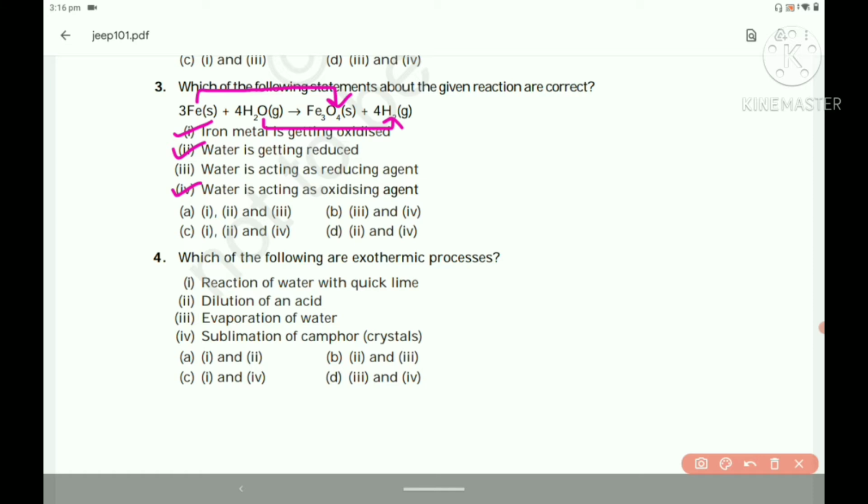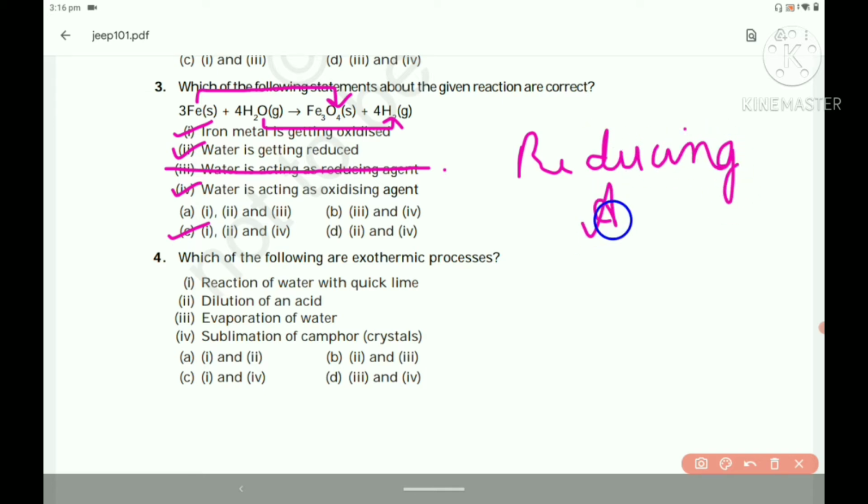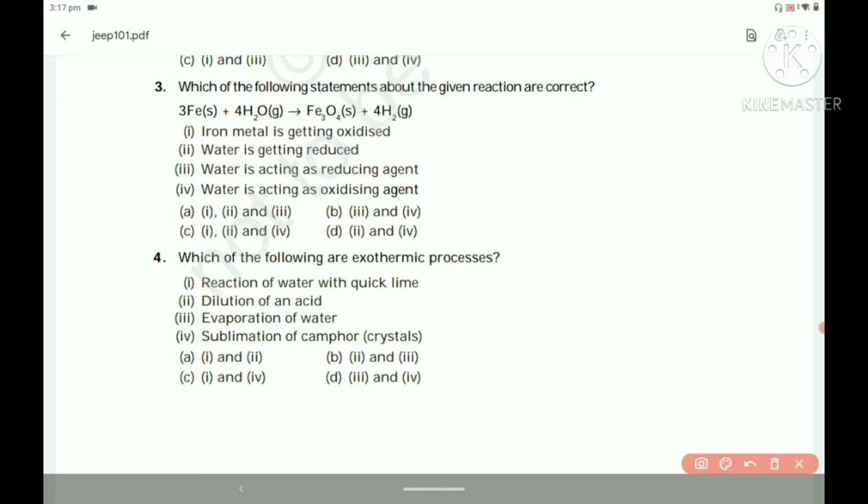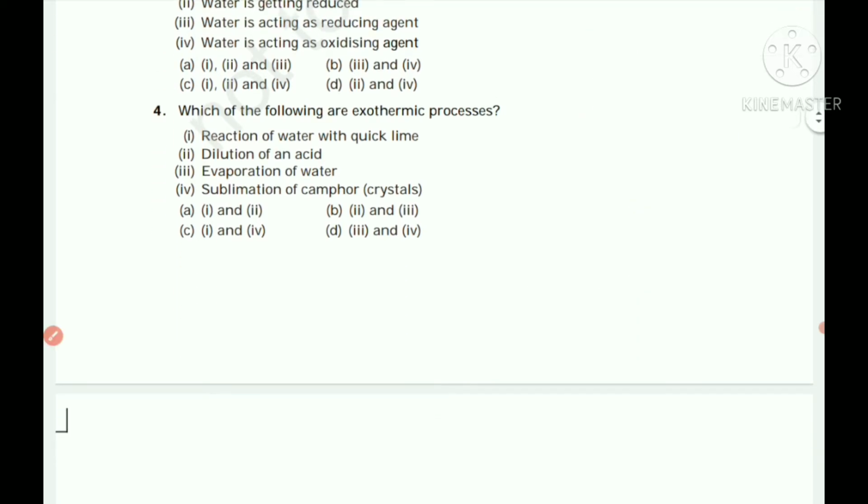Right. So it will be 1, 2, 4. I think it's here. Right. Okay. It's not the third option. So you can remember, reducing agent means, forgive my handwriting, reducing agent means it undergoes oxidation. It itself will undergo oxidation and it will reduce the others. It will reduce others, so it is such an agent. Okay. I hope you understand.